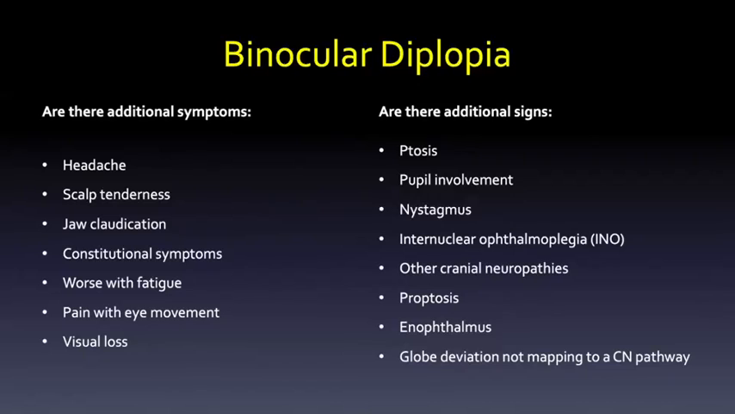Think about looking at the cavernous sinus, given their close association with one another. Is there proptosis or enophthalmos? Or are any symptoms, particularly those not mapping to a specific cranial nerve, suggesting an orbital or sinus pathology?